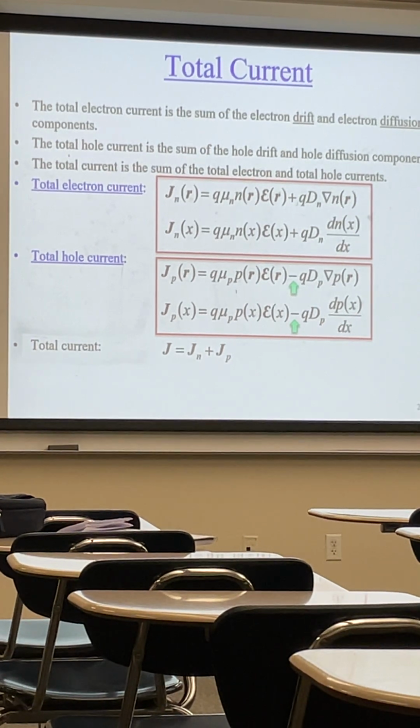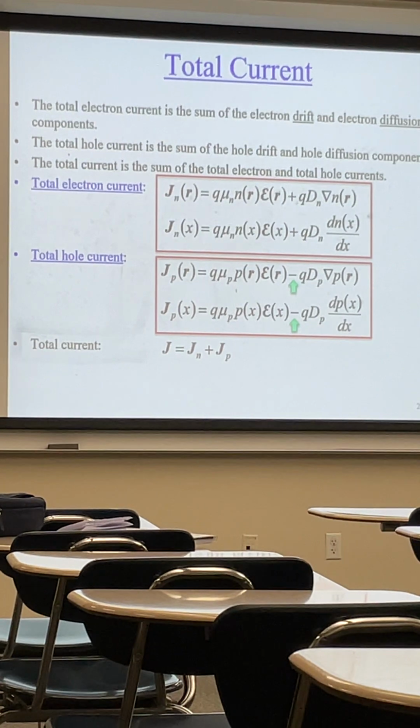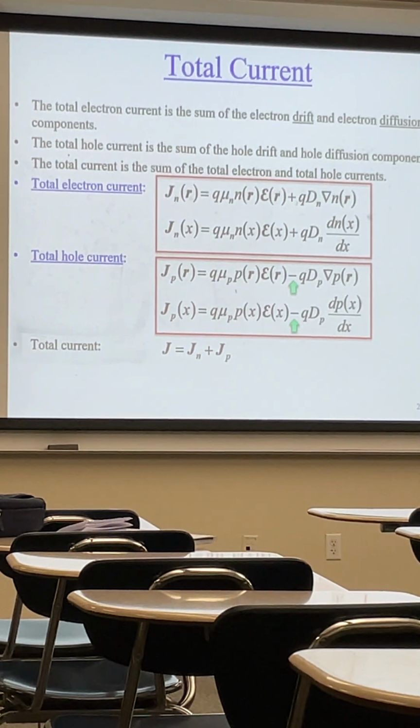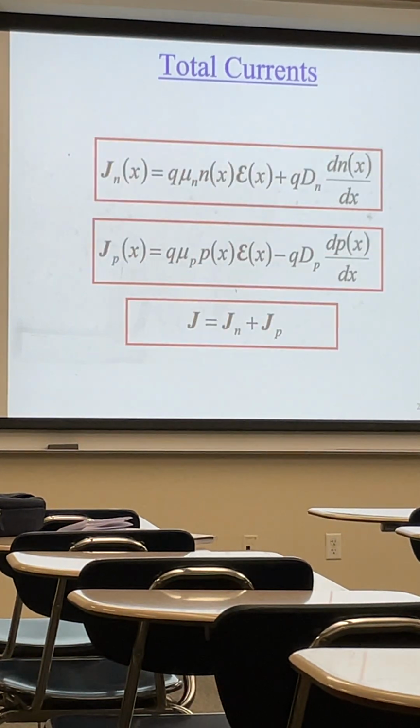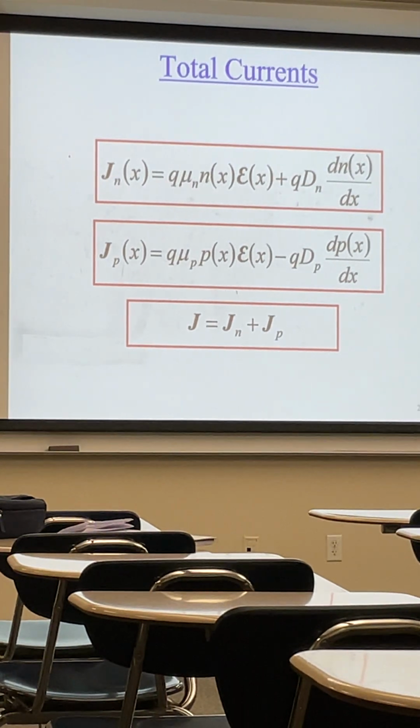Okay, so now you can easily calculate the current if we know the electric field and also the gradient in carrier density, right? Right. So I just want to highlight this. Any questions about this total current?